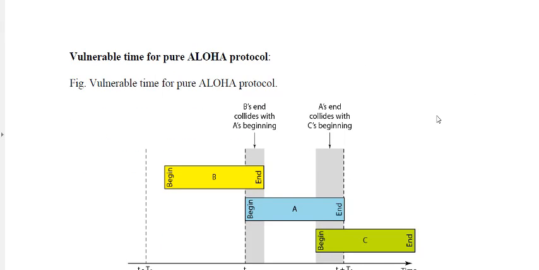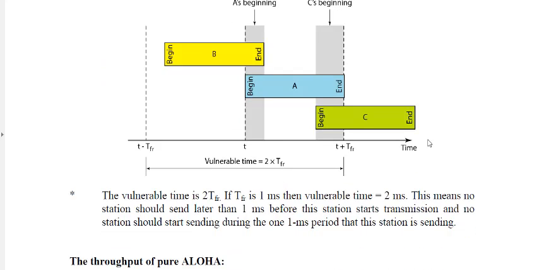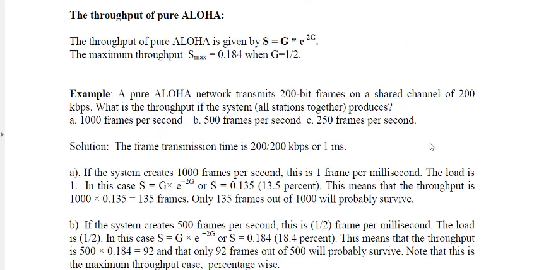So when you look into the vulnerability time for pure Aloha, we have a throughput principle here. The throughput found in pure Aloha is given by S = G e^(-2G), where S is the throughput, and it is equal to 0.184 when G is taken as 1/2.